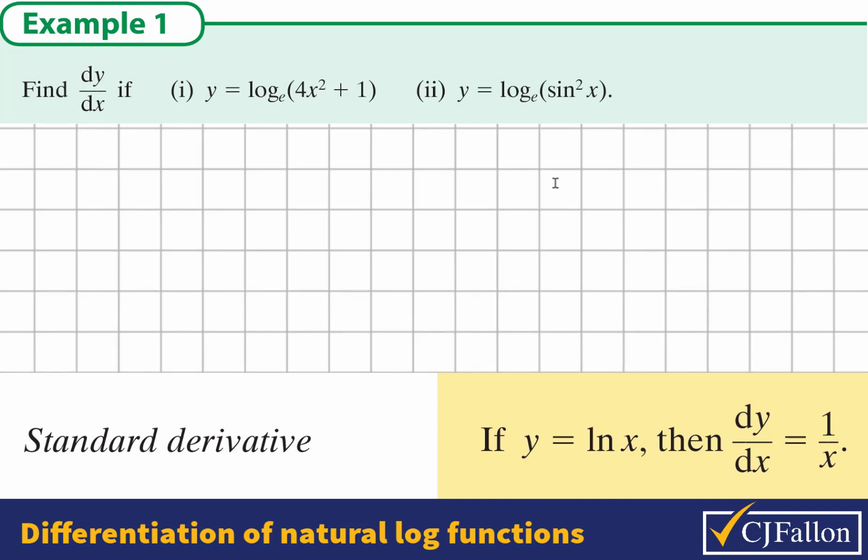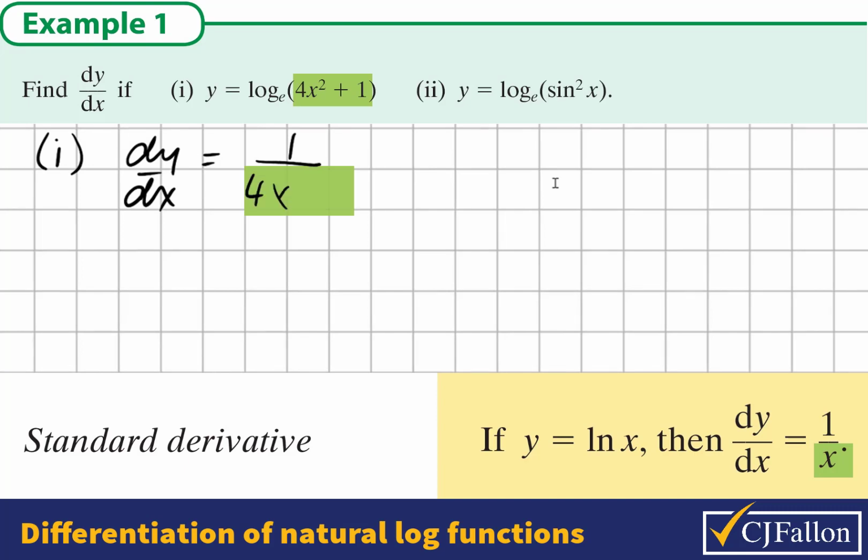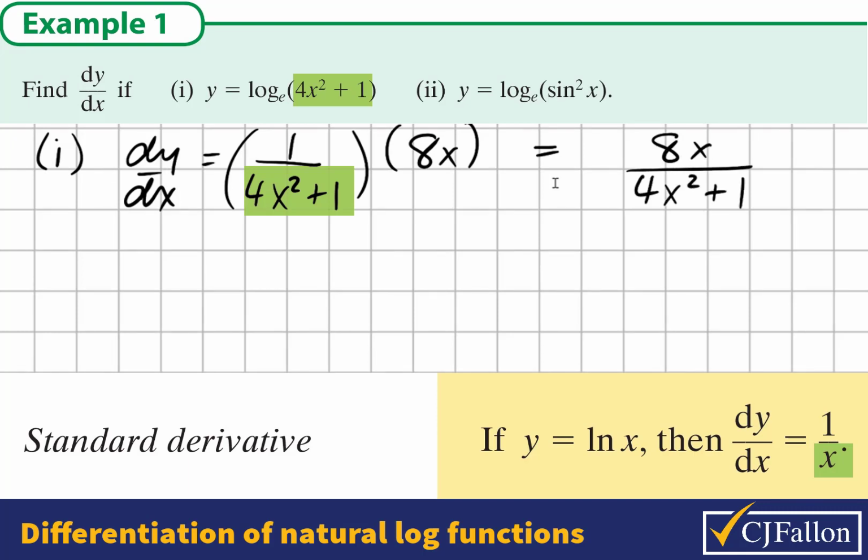Each of these examples is a bit more complex. x has been replaced by some function of x, so therefore we're going to use the chain rule. So in the first example, the derivative of the natural log of 4x squared plus 1 would be 1 over 4x squared plus 1. That's the derivative of the outside function, the natural log, multiplied by the derivative of the inside function. The derivative of 4x squared plus 1 is 8x. This is our solution. We just might write it in a neater form here.